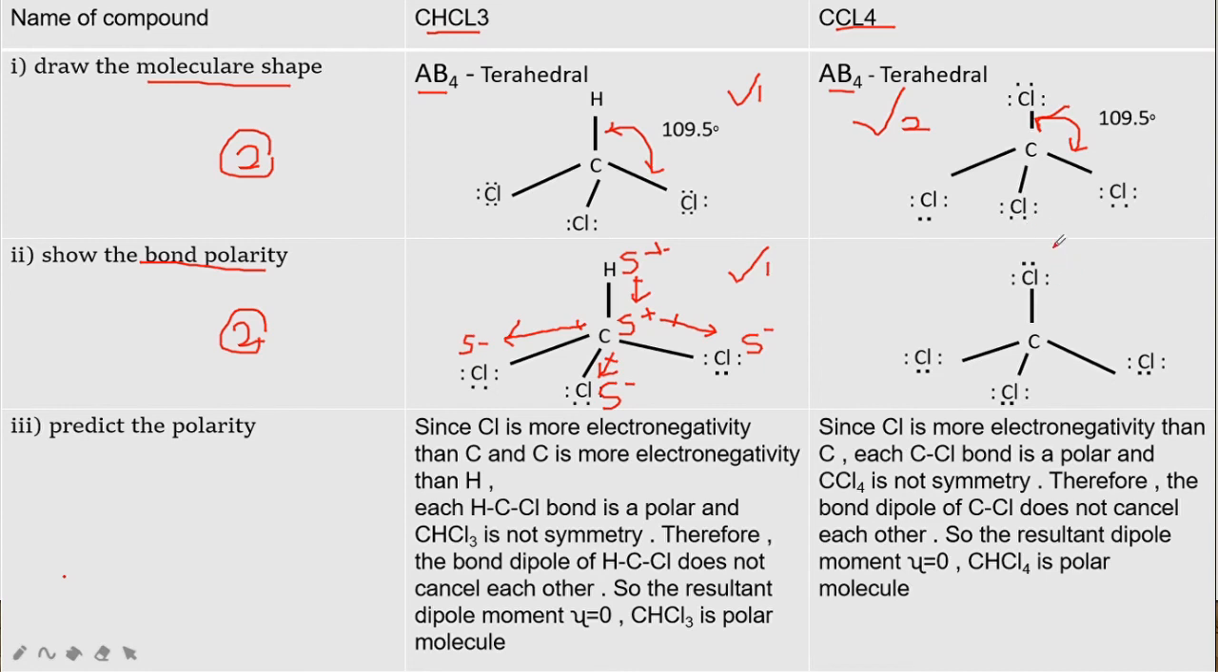And for CCl4, we know that Cl is more electronegative, so Cl is partial negative, and C is partial positive. And then we have to draw the arrow to show the bond polarity, pointing toward the more electronegative atom. Always remember to put the partial negative and positive every time you draw the bond polarity. So this is the answer for CCl4. This is mark number 2.